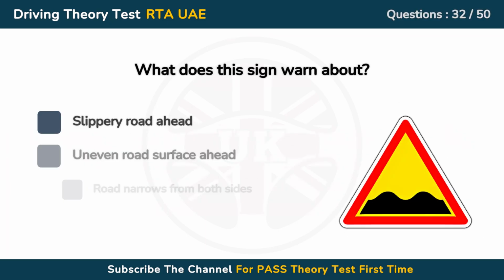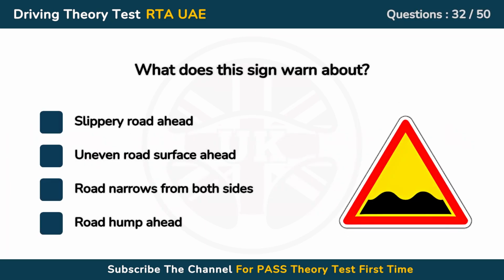Question 32. What does this sign warn about? A, slippery road ahead. B, uneven road surface ahead. C, road narrows from both sides. D, road hump ahead.